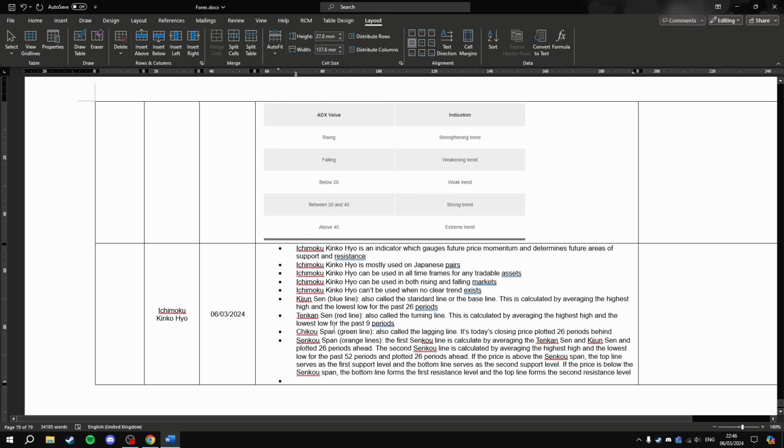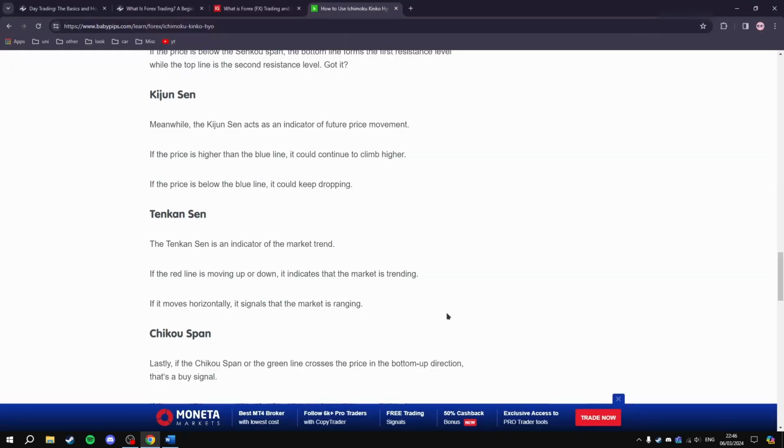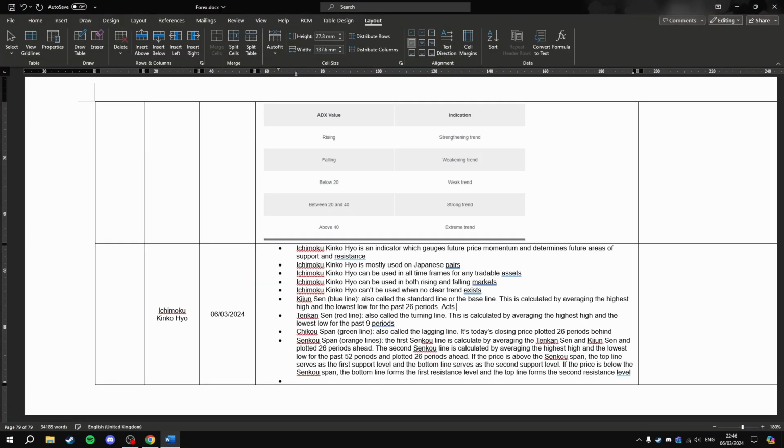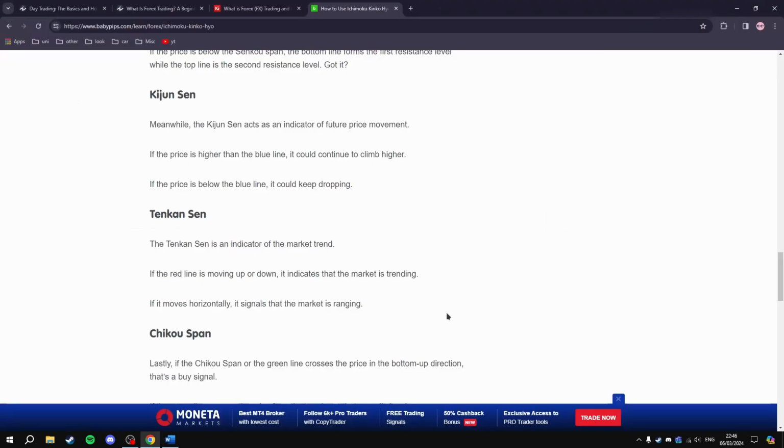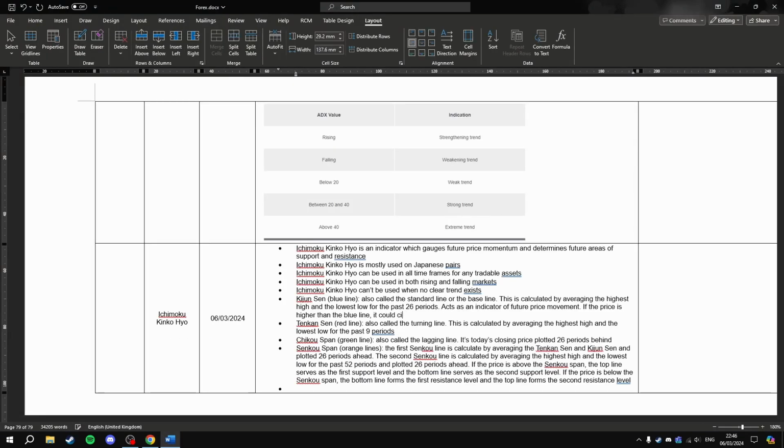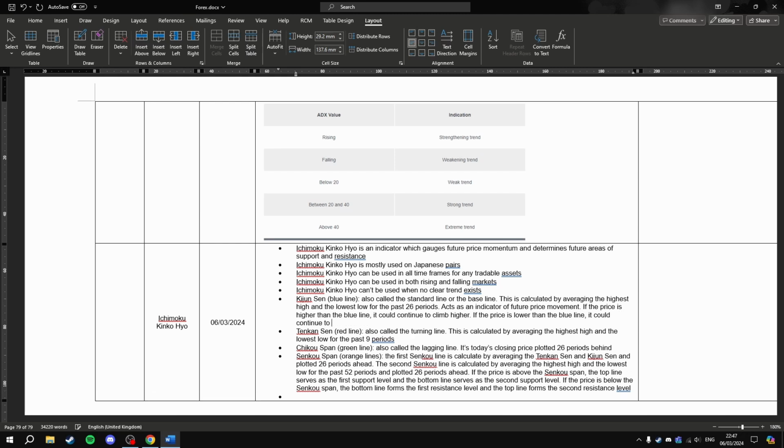Right, Kijun Sen, so that's the blue line. Meanwhile, the Kijun Sen acts as an indicator of future price movement. If the price is higher than the blue line, it could continue to climb higher. If the price is lower than the blue line, it could continue to drop lower.